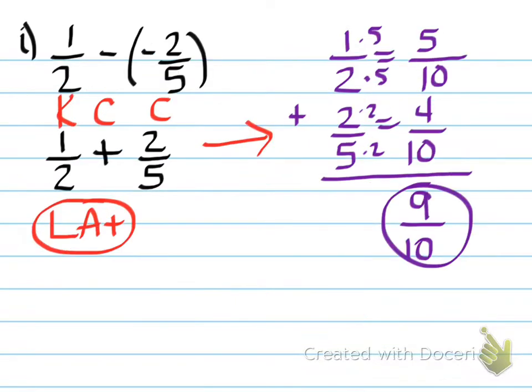Okay, last, got it, I. 1/2 minus a negative 2/5. This changes up a little bit. It's still a keep, change, but once it's rewritten, it becomes like signs, add, and they're both positive numbers. So this one's much easier. And as you can see, the answer is 9/10.